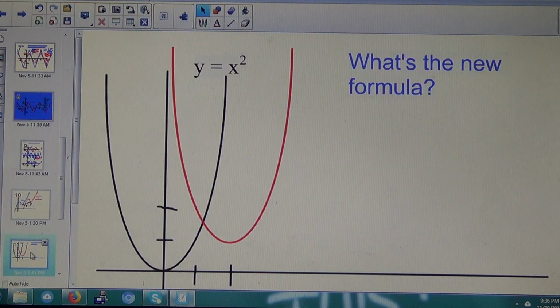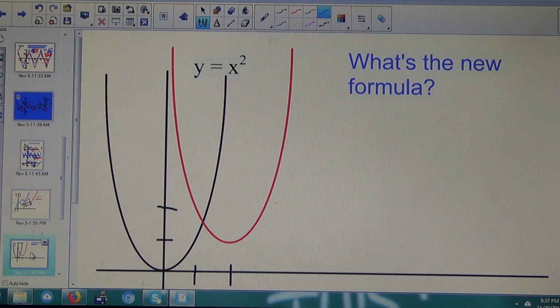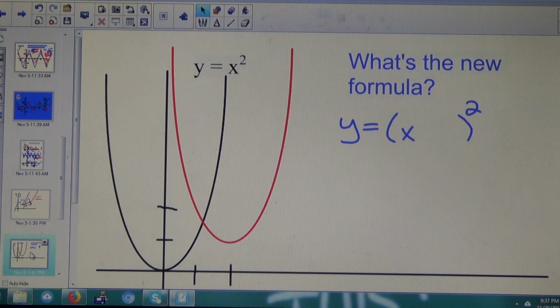I want you on your paper and jot down what's the new formula for this red equation. So the black one is the one given. How was it shifted? Write it down. Now, all these probably have to have parentheses, and what do you guys know about a parabola that's going to have a what on it? A squared and probably an x, right?